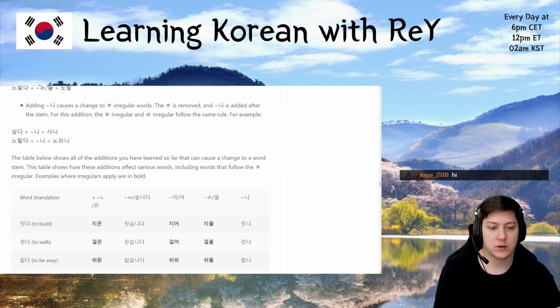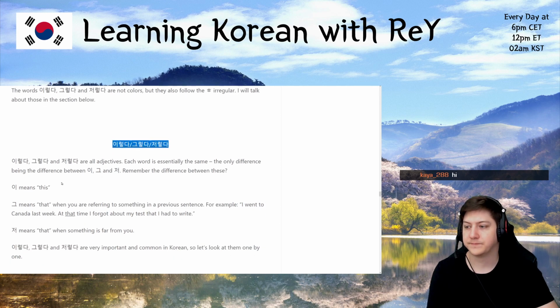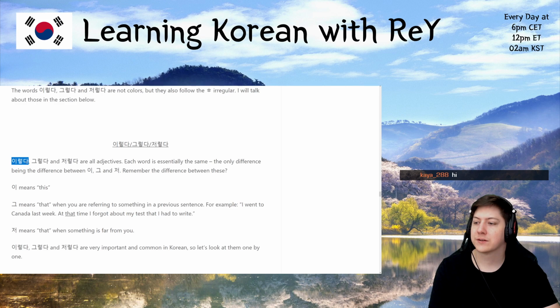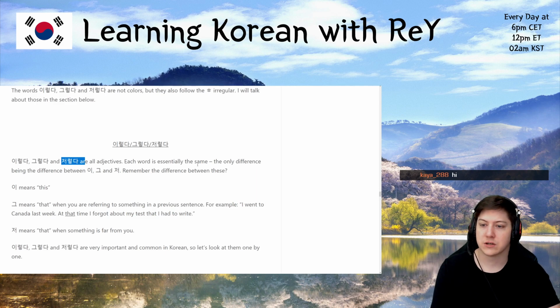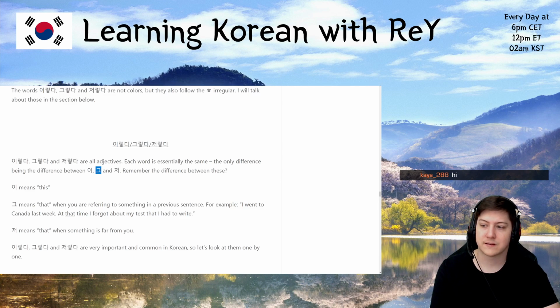And now we will learn about "like that, like this." 이렇다, 그렇다, and 저렇다 are all adjectives. Each word is essentially the same, the only difference being the difference between i, keu and jeo. This one, and the other one, keu, refers to a previous sentence, to a thing mentioned in a previous sentence. And this is also this, but referring to something that you can point at.